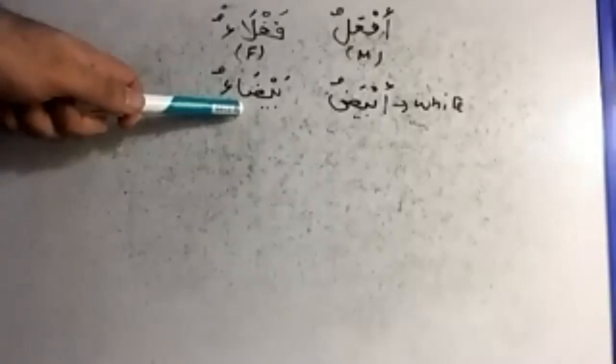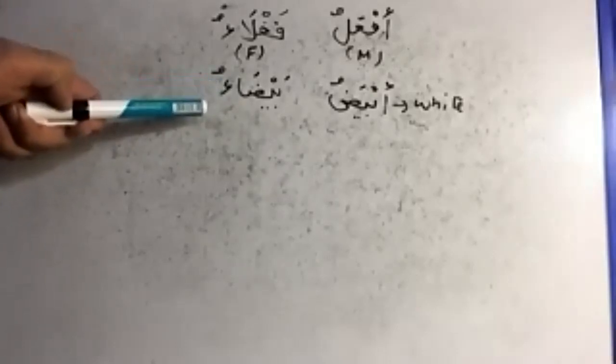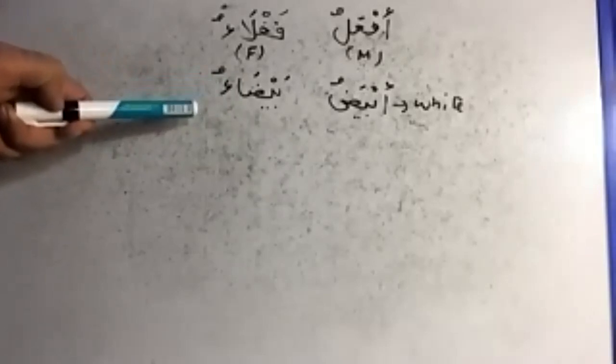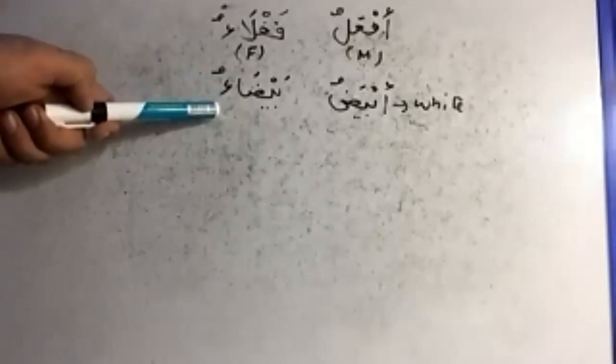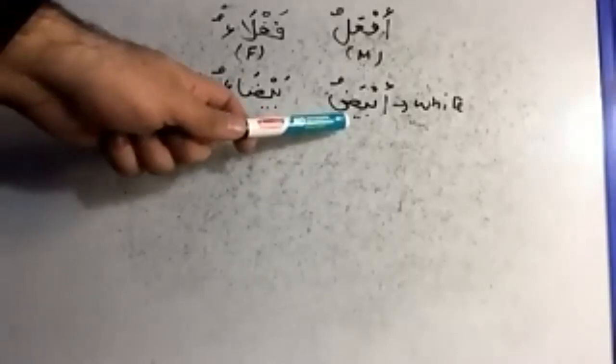So if I have a white car, I will use sayyaratun baydaa'u. And if I have a white bag, I'll use haqibatun baydaa'u. But if I have a pen, which is white, I'll use qalamun abyadu. It's easy, right?